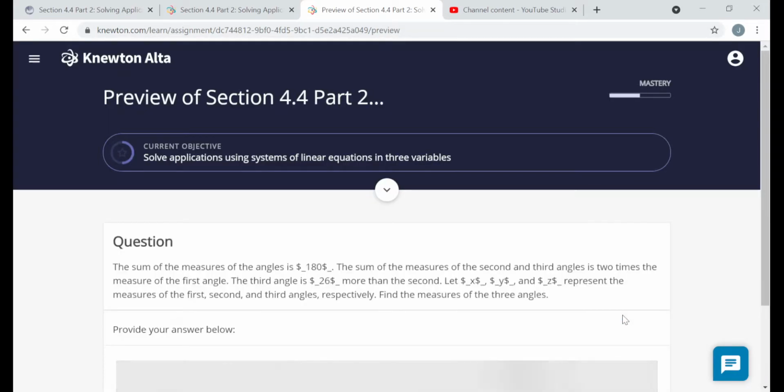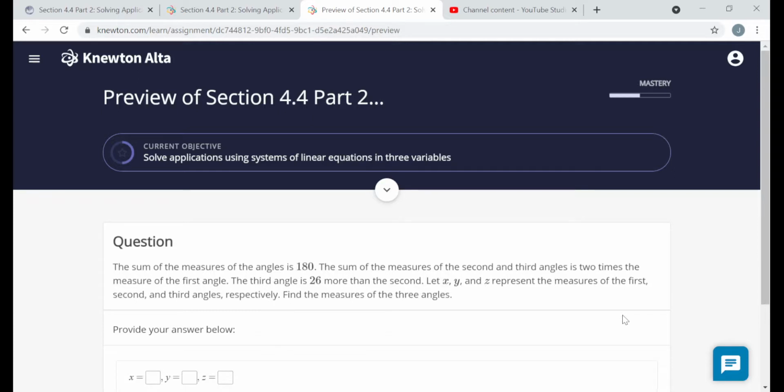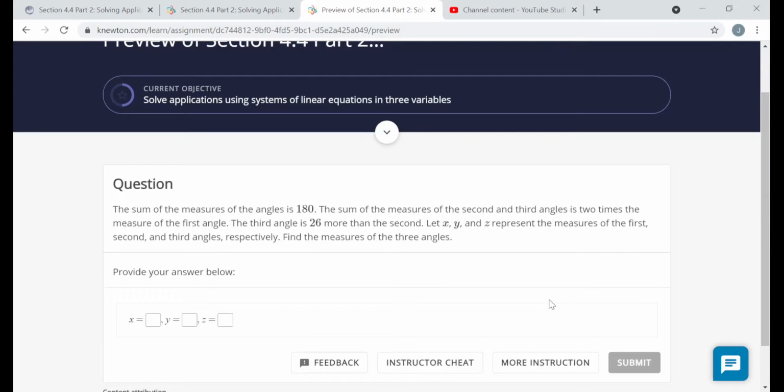Is again about three angles of a triangle. So I'll read it out. We have again the sum of the measures of the angles of a triangle is 180. Now there's no triangle mentioned, but it's a triangle. Three angles. The sum of the measures of the second and third angles is 2 times the measure of the first. Oh my goodness. The third angle is 26 more than the second.